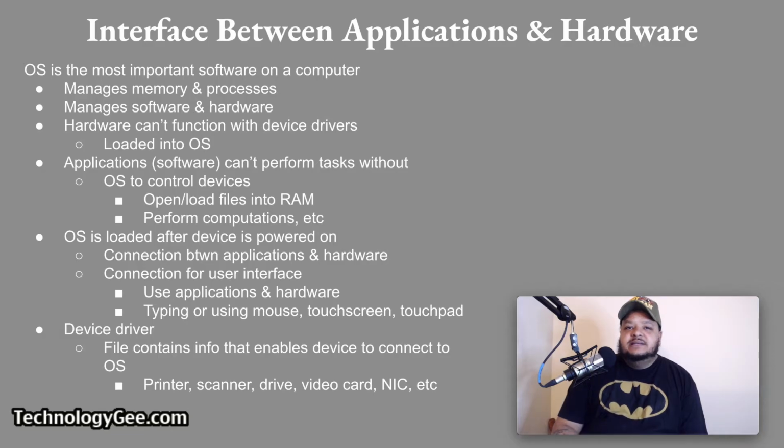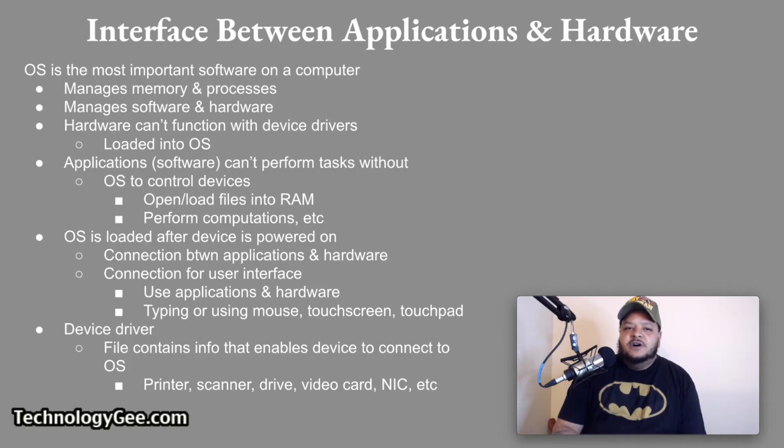An operating system, also known as an OS, is the most important software that runs on a computer. It manages the computer's memory and processes, as well as all of its software and hardware. It also allows you to communicate with the computer without knowing how to speak the computer's language. Without an operating system, a computer is essentially useless.